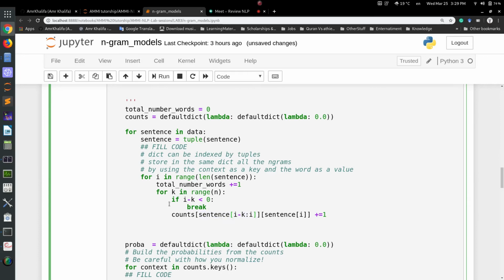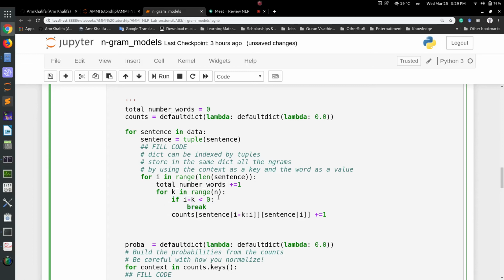Okay, and the reason I've done this break here is that suppose I'm at the start of the sentence, I can't go back in history 3 words. If I'm at 2, I can only go back 2 elements, but I can't go to the 3rd element. That's why if i minus k is less than 0, just ignore this and continue to the next word. So it will ignore the first few words until we have size n-gram.